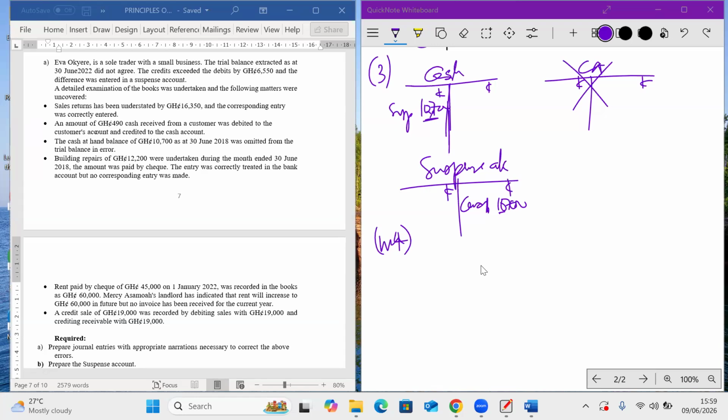Building repairs of 12,200 were undertaken during the month ended 30th June 2018. The amount was paid by check. The entry was correctly treated in the bank account, but no corresponding entry was made. All right, let's go quickly. What do we do next? Identify the account involved. Ethel, what are the accounts involved?